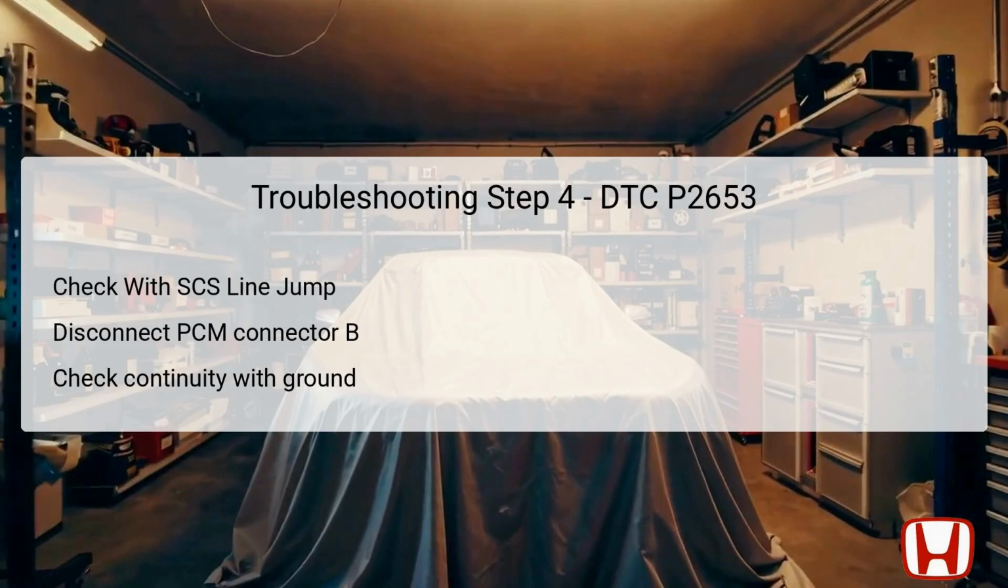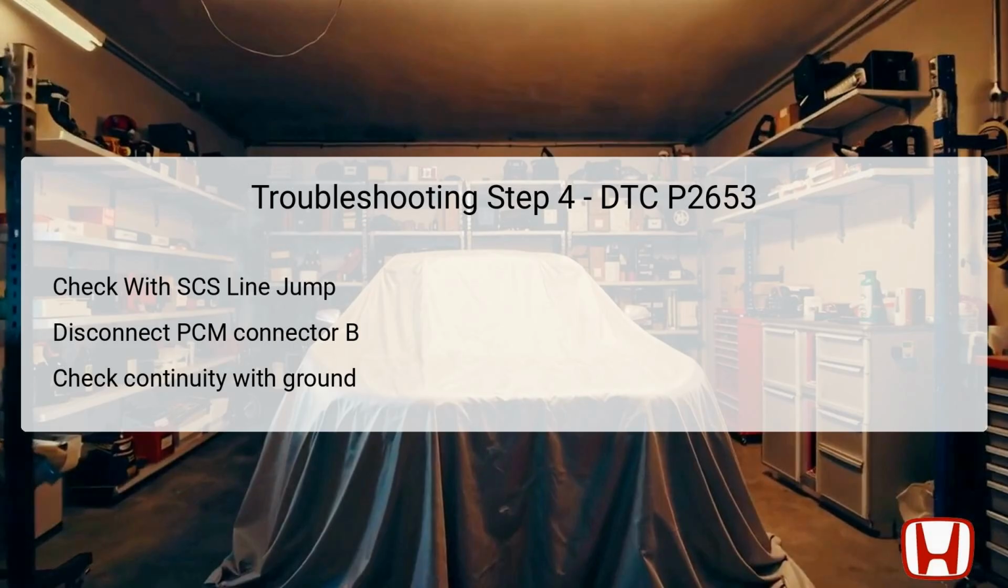If the resistance reading from the rocker arm oil control solenoid B is within the expected range, the next step involves jumping the SCS line using the HDS. This process allows for additional testing of the system while bypassing the regular inputs. Following this, disconnect the PCM connector B, which encompasses various terminals crucial for communication between the solenoid and the engine management system.